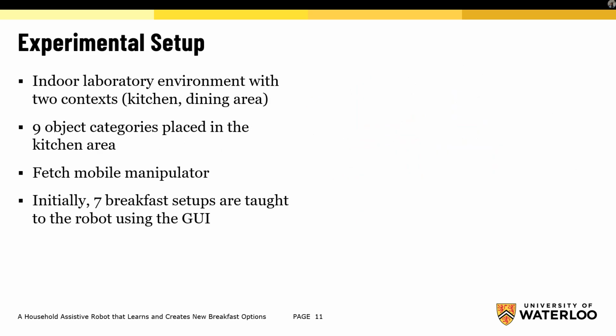To test our system, we perform experiments on a Fetch mobile manipulator robot in an indoor lab environment with 2 contexts, kitchen and a dining area, with 9 object categories placed in the kitchen area. We teach 7 breakfast options to the robot in the beginning using the GUI, and users for these experiments were the experimenters.